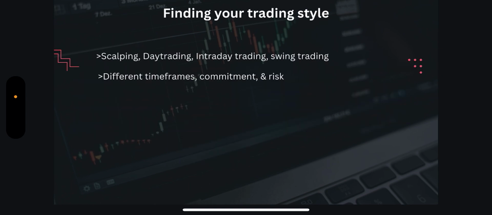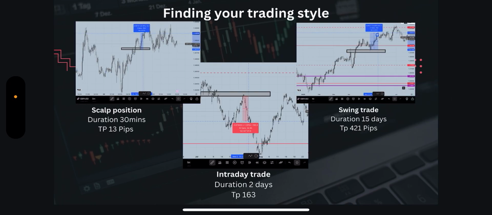Trading is tailor-made for each person. When you come into this trading space, you are going to be trading at the times that work for you. You're going to be trading the pairs that work for you, and that is going to be involved with your trading style. So there's scalpers, there's day traders, there's intraday traders, and there's swing traders. And we are going to look at a few trade examples so you can understand the difference between.